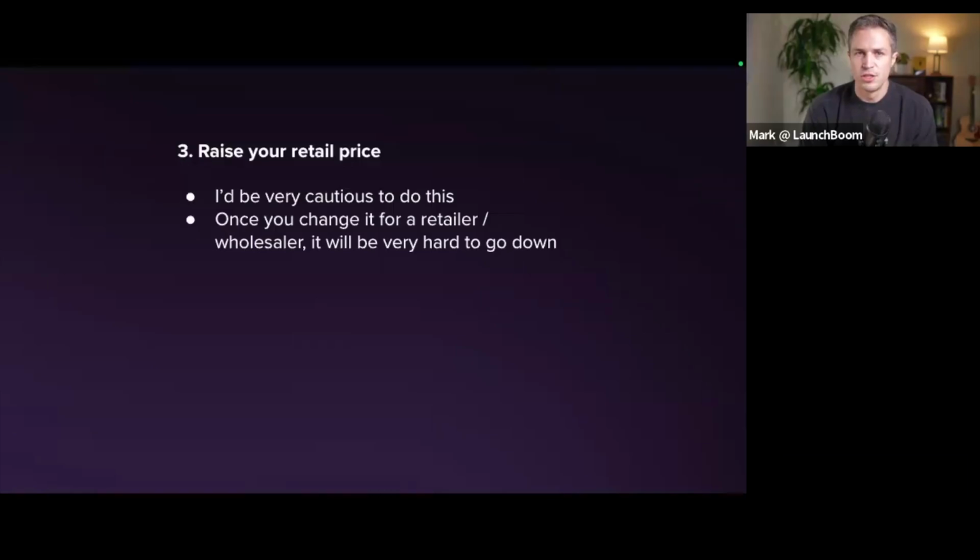I would just be very cautious to do this. This is an option. This is definitely an option. I know people are already thinking about doing this. It is very difficult to decrease your retail price, especially if you sell to retailers, wholesalers, or distributors, and they lock in that price, then to go back down in the future if tariffs come down. So this is, again, related to all the math that we did at the beginning and thinking about the multiplier.